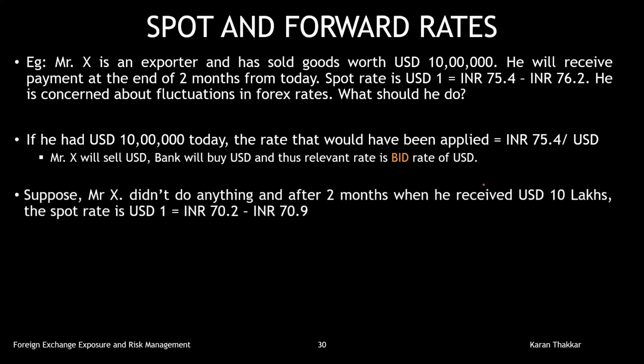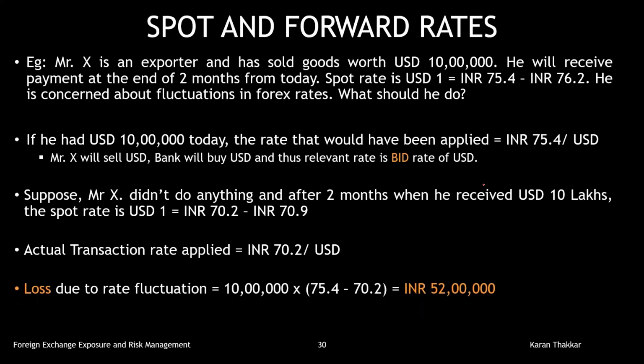Suppose he didn't do anything, and also he did not know anything about risk management or hedging. And so maybe due to some reason, USD fell drastically, and after 2 months the spot rate quoted to him is USD 1 equals INR 70.2 to 70.9. So the bank would have applied the rate of 70.2, as the bid rate is applicable to him, and he would have got 7.02 crores.